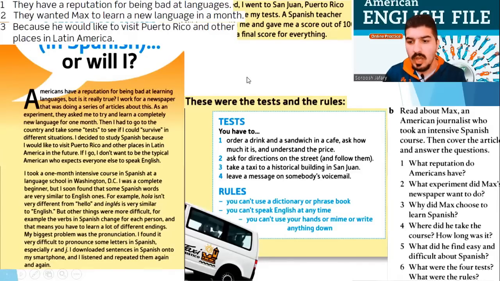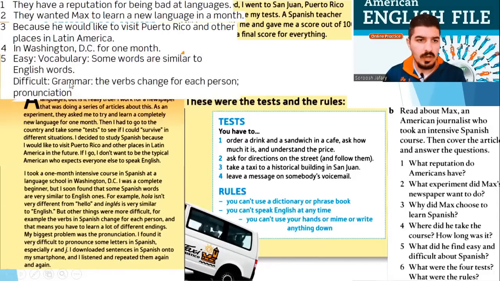Number 4. Where did he take the course? How long was it? In Washington, D.C. for 1 month. Number 5. What did he find easy and difficult about Spanish? Okay, what was easy? Vocabulary. Some words are similar to English words. And the difficult part, grammar. The verbs change for each person and pronunciation, of course. Okay, and the last question, what were the 4 tests? What were the rules?